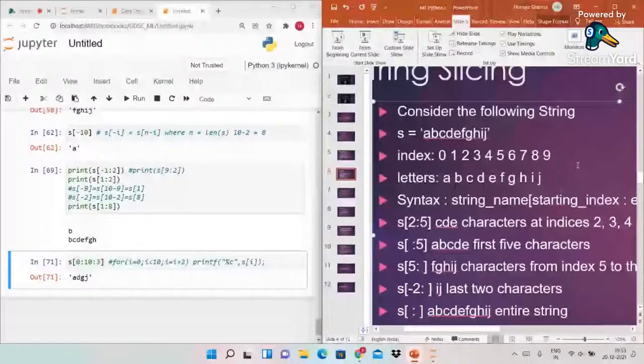So now let's keep it as 2. Okay. Now you can do the same thing with negative indices also again.